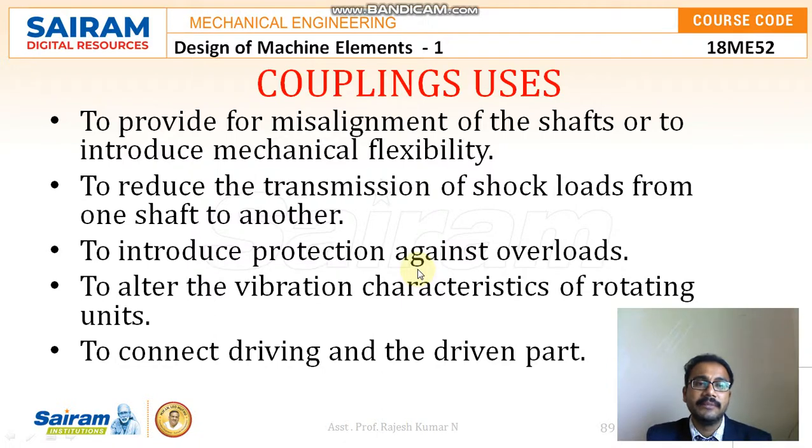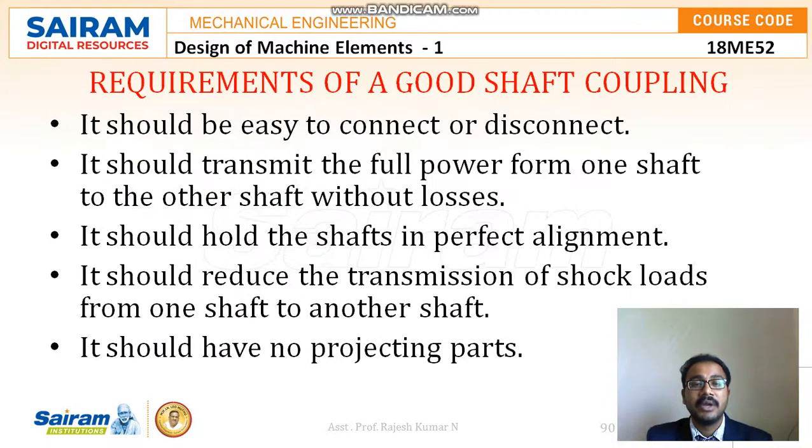The coupling is used to provide for misalignment of the shafts or to introduce mechanical flexibility, to reduce the transmission of shock loads from one shaft to another, to introduce protection against overloads, to alter the vibration characteristics of rotating units, and to connect the driving and the driven part. What are the requirements of a good shaft coupling? It should be easy to connect or disconnect. It should transmit the full power from one shaft to another without losses. It should hold the shafts in perfect alignment. It should reduce the transmission of shock loads from one shaft to another. It should have no projecting points.